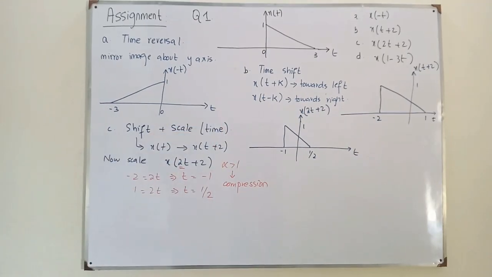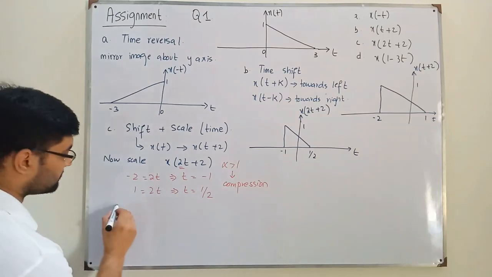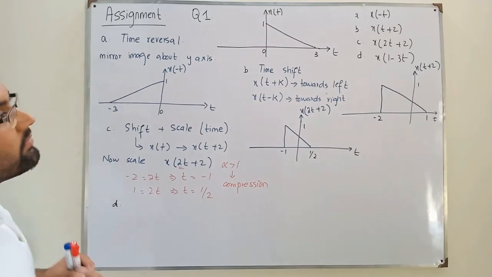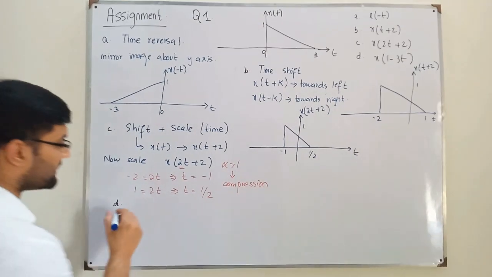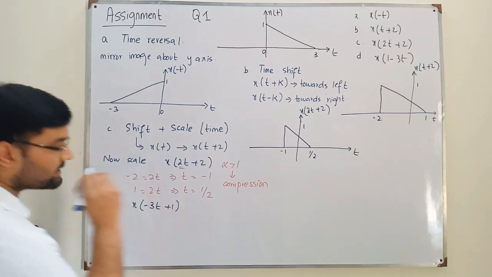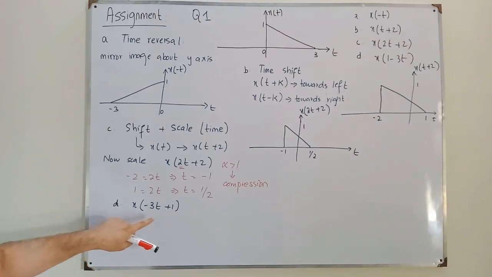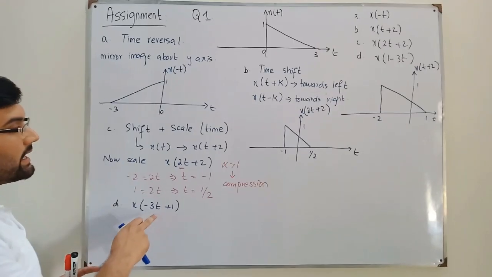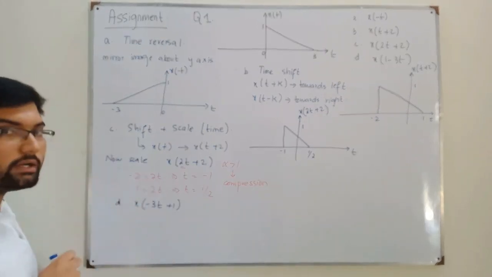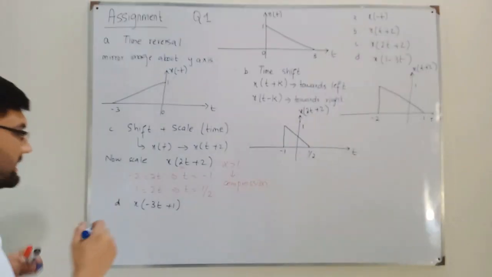Now, the final case is part D. Part D, we have 1 minus 3t. So, I can write it as x of minus 3t plus 1. Isn't it so? So, have a look again. It has time shift, which is 1 unit. It has time scale, which is 3 units. And it has a negative sign, which means it has a time reversal as well.